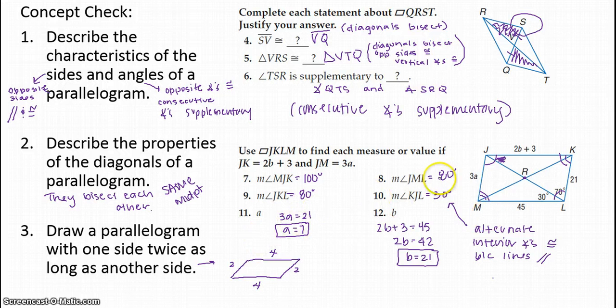For A on number 11, it's a side, so I just set my opposite sides equal. I got A equals 7. Same thing on number 12, I set my opposite sides equal, and I got B equals 21.